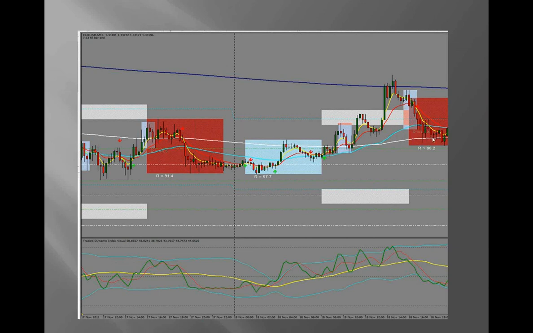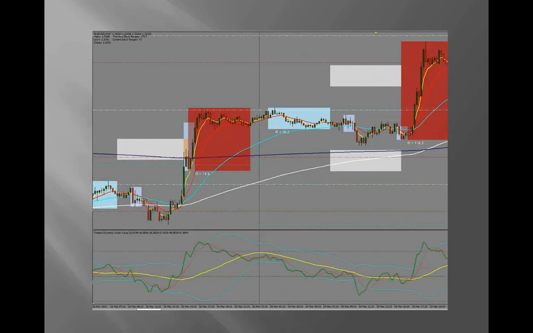Decide you want to hang on a little bit longer. Take a look here too. We got a nice shark fin here outside the volatility band. Great opportunity for us to enter. These are the trades that we're looking for.